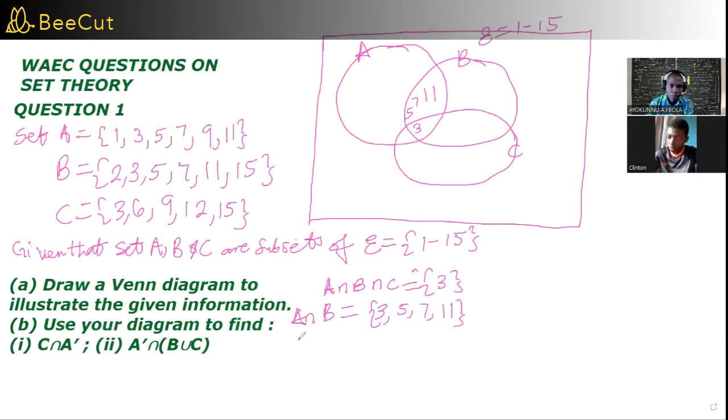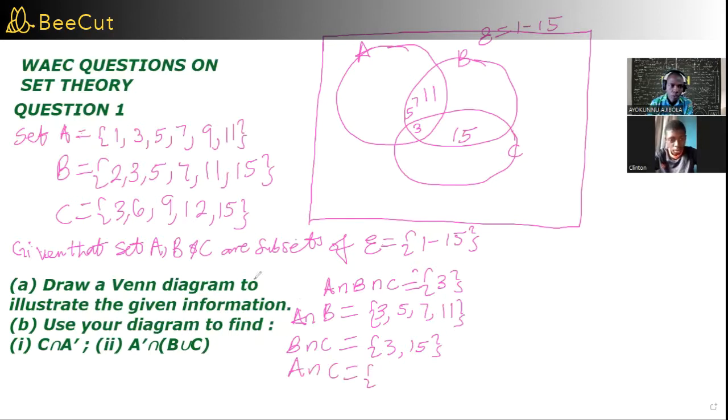Then the next one is B intersection C. B intersection C is what is common to B and C. We have 3. Then what else? 15. 3 and 15. Okay, that's good. So I have 3 here already. So I have 15.